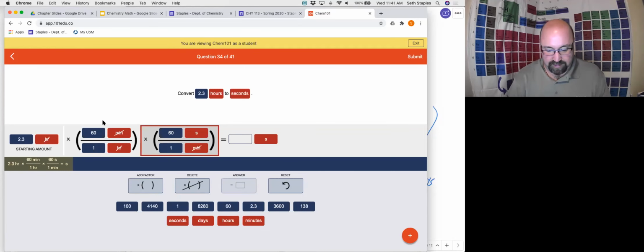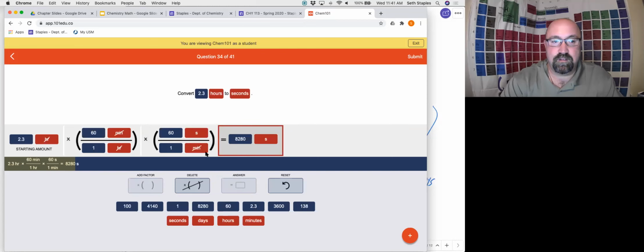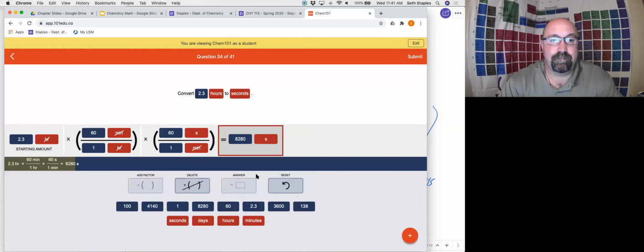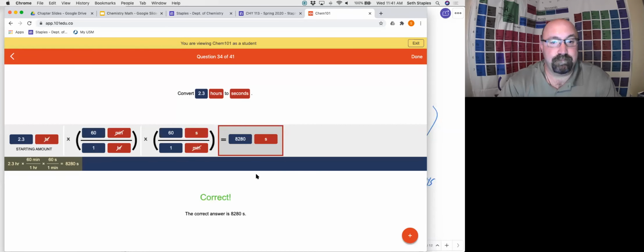And so let's put this into our calculator. We have 2.3 times 60 times 60 gives us an answer of 8220, which luckily is one of our options. So we get 8220 seconds. See if we were right. Remembering that there is a 10% penalty for each incorrect attempt. We got it right. Good.